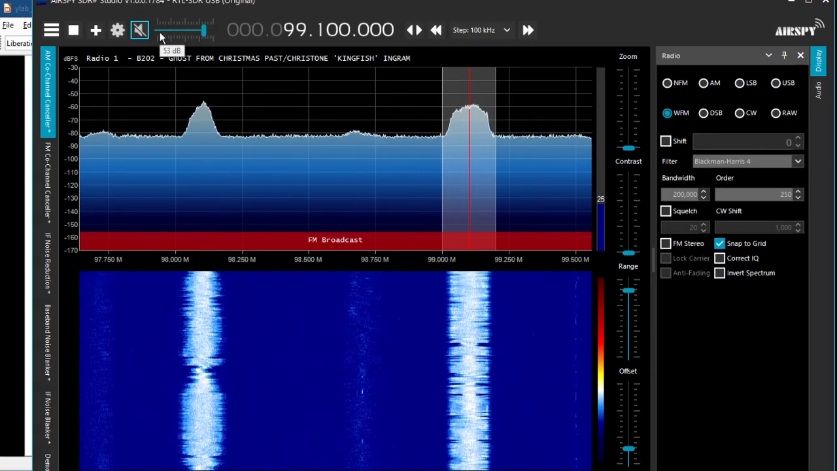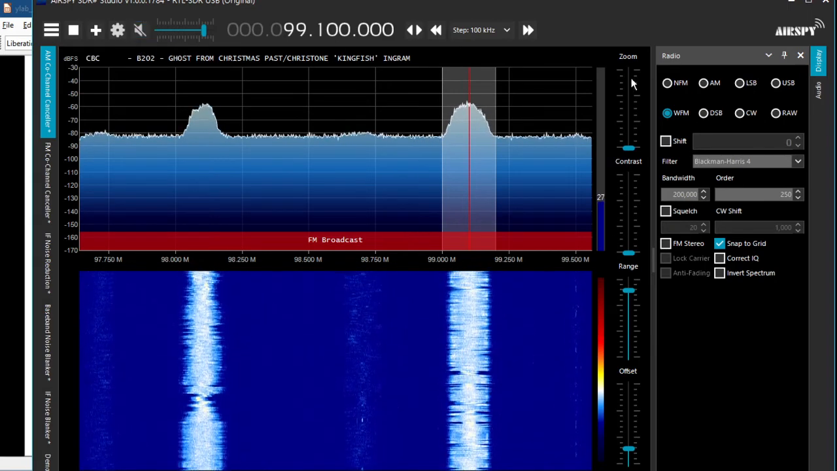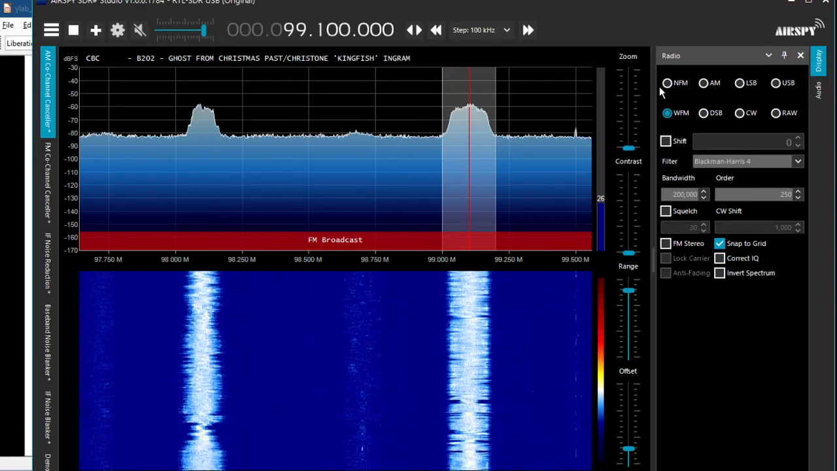Okay, so all we got was a bunch of hiss, and it would give us pretty much the same thing when we hit narrow band FM.